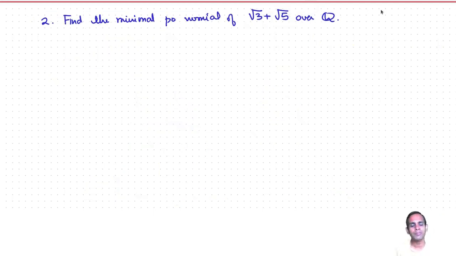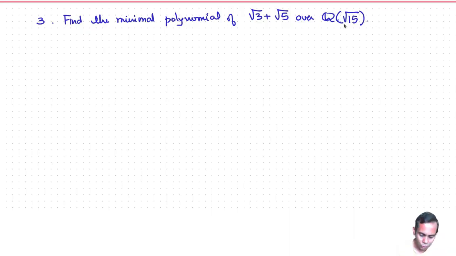Now I'm going to take the previous problem and change it just a little bit. Firstly, instead of problem 2, I'm going to call it problem 3. And instead of finding the minimal polynomial of root 3 plus root 5 over Q, I'm going to ask for the minimal polynomial of root 3 plus root 5 over Q root 15. So now this is actually our old alpha beta.